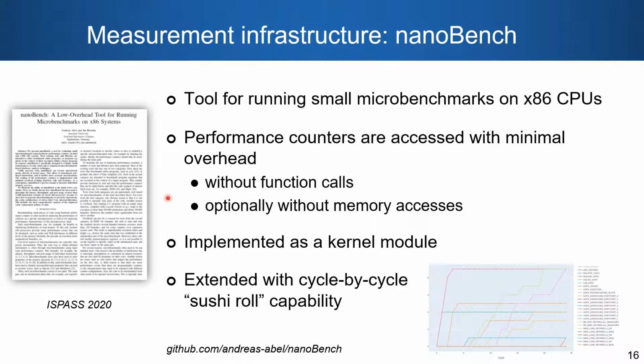The tool is implemented as a kernel module. This makes it possible to disable interrupts and preemptions while executing a benchmark, and it makes it possible to run benchmarks that contain privileged instructions. For our current work, we extended nanoBench with the option to perform cycle-by-cycle measurements, so it can generate a graph that shows which events happened in each cycle. The tool is available as open source on GitHub, and further information can also be found in a paper that we published at ISPASS in 2020.